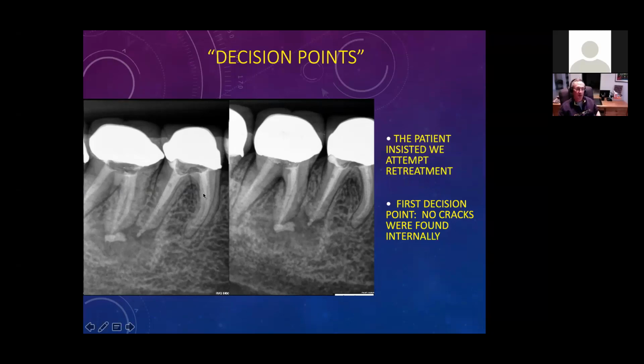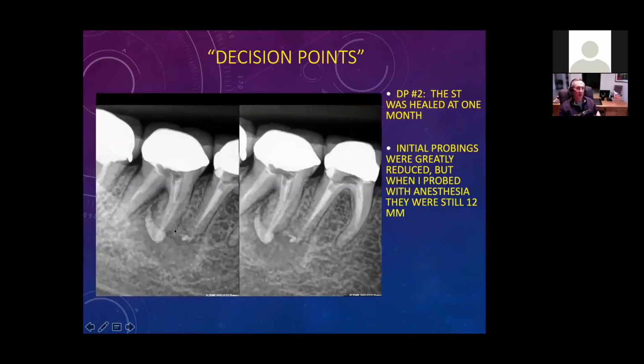So I took the post out of the first molar and took everything out, put calcium hydroxide in. And then I had her back at 1 month, and the sinus tract was healed. So we made it past the second decision point, and things were going our way.